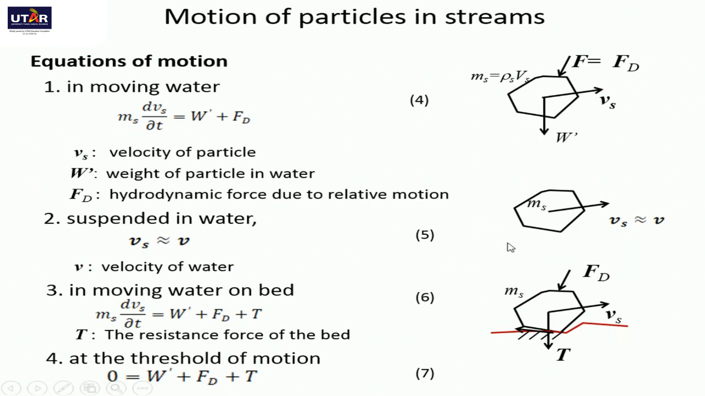Particles in moving water near the bed now are influenced by an additional force from the bed, T. So the equation becomes like 6. At the threshold of motion, the acceleration is 0, and we have the relation that W prime, Fd, and T balance as in equation 7. Now, this is the end of topic 3.1.